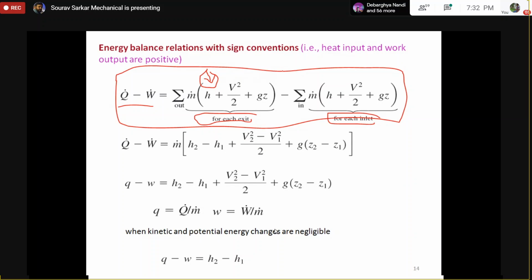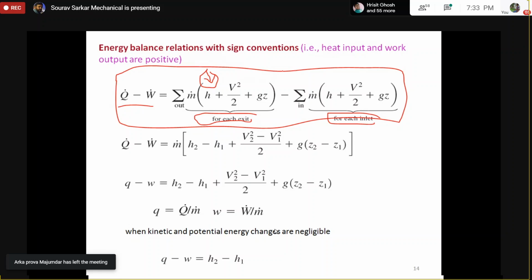Have you seen any similar equation anywhere? Bernoulli's equation. Does it look similar to this? Yes, sir. The energy part is not there.